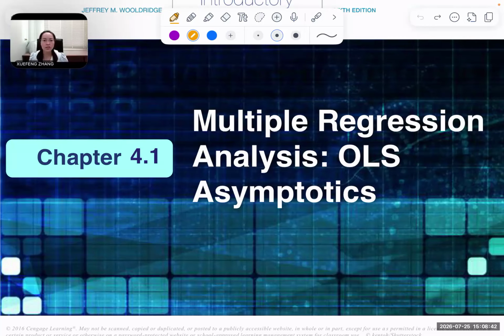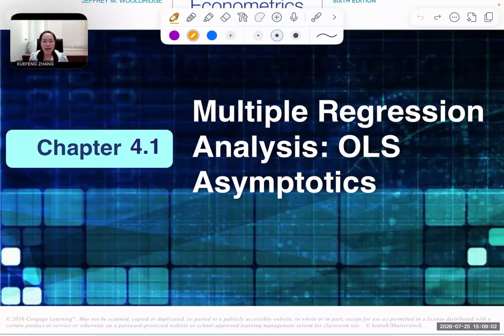So here's the natural question. What happens to our test if u is not normal? That's exactly what this chapter answers, okay? The keyword is asymptotics. What does it mean? It means what happens as the sample size gets large, okay?